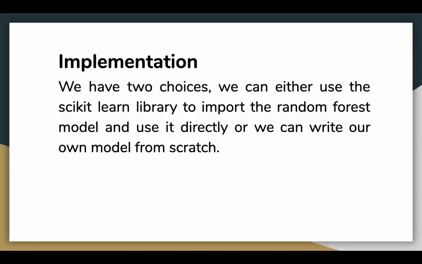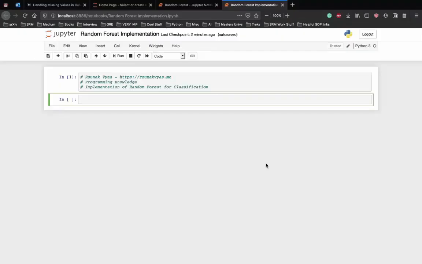Now, how do we implement this? For the implementation, we have two choices. We can either use the Scikit-Learn library to import the random forest model and use it directly, or we can write our own model from scratch. So in this video, we will implement random forest using the Scikit-Learn library.